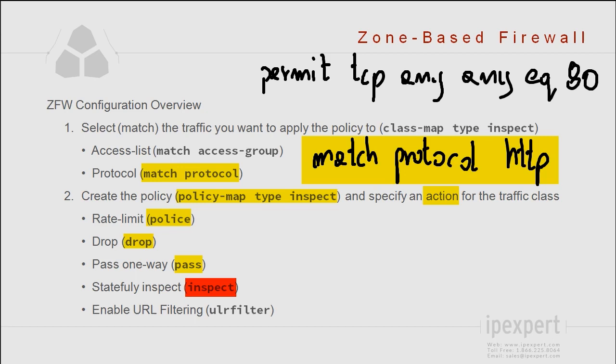And the last option we can enable in the policy is the URL filter keyword, which is, as you can imagine, to enable URL filtering using the zone-based firewall feature.